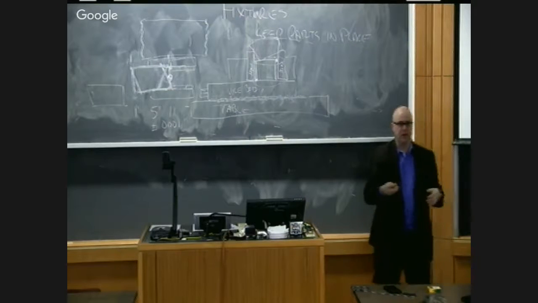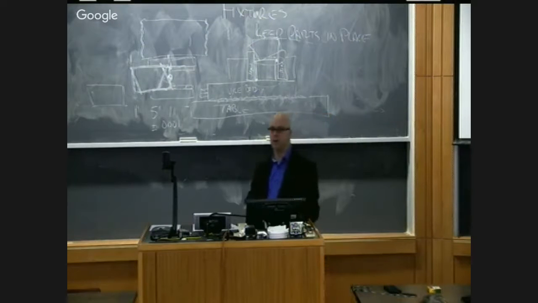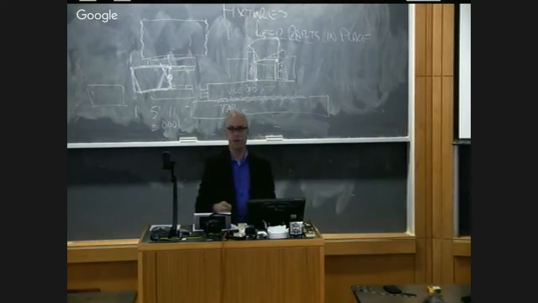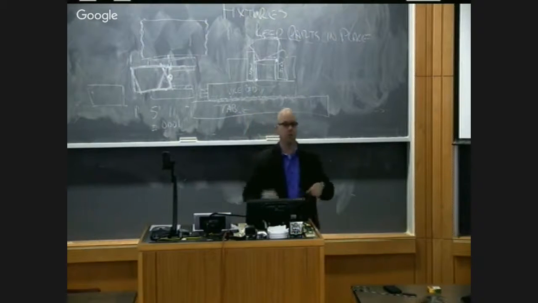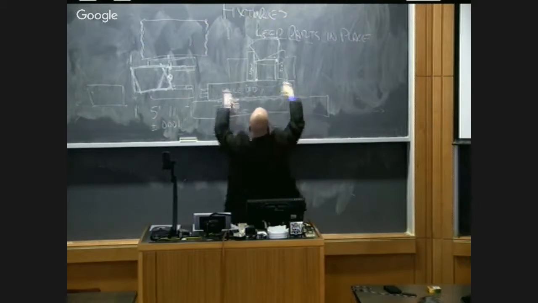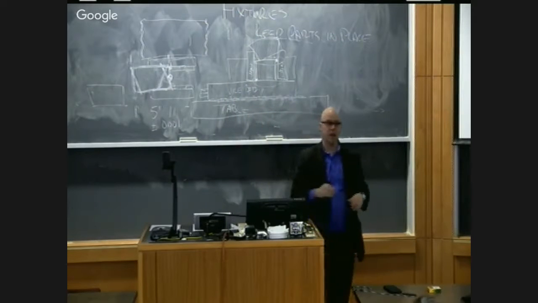Anybody know how you could check to see the vise is straight on the table? We don't do this in ME1800, but you guys can figure it out. Go ahead. You use a level. So for this orientation here, you could use a precision level.